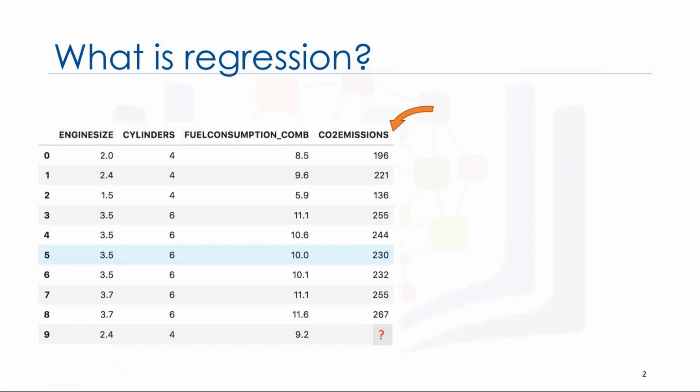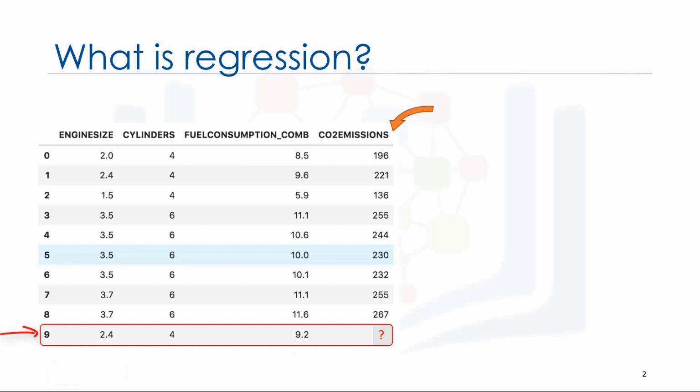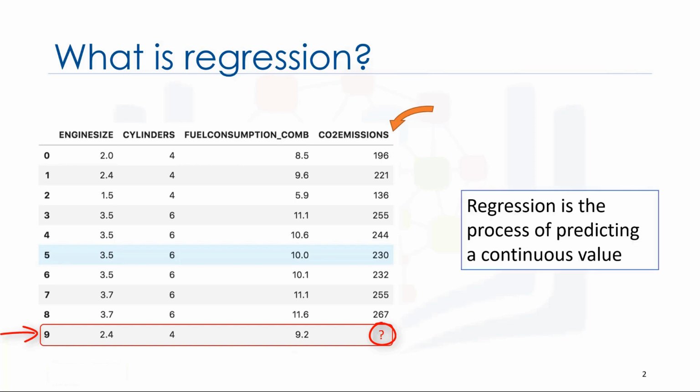Let's assume we have some historical data from different cars, and assume that a car, such as in row 9, has not been manufactured yet, but we're interested in estimating its approximate CO2 emission after production. Is it possible? We can use regression methods to predict a continuous value such as CO2 emission using some other variables. Indeed, regression is the process of predicting a continuous value.